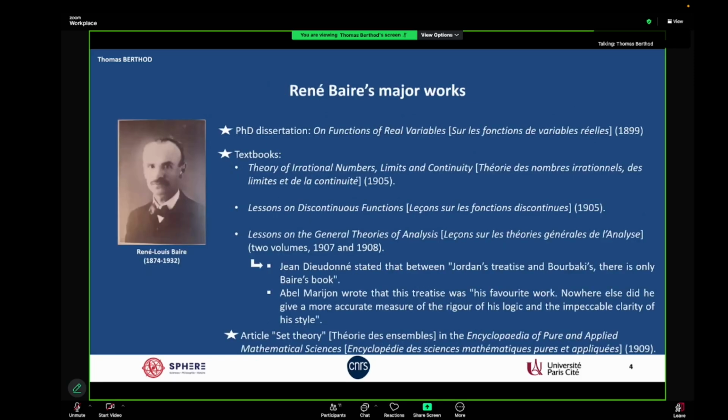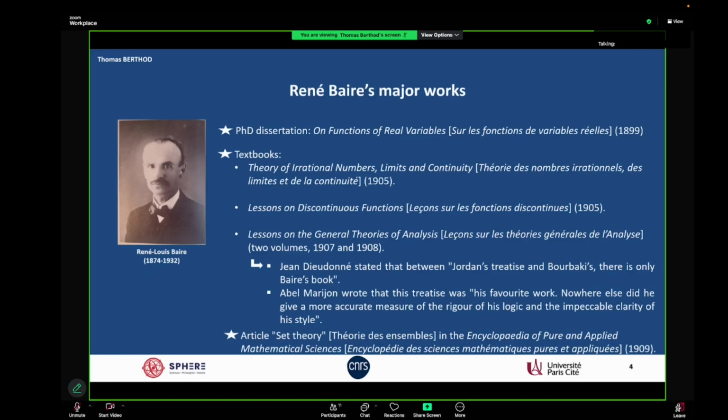Okay, so just to continue with some elements about the work of René Baire, and some biographical and bibliographical elements about him. The topic of his PhD dissertation was the field of analysis, and especially he studied the functions of real variables, as you could see with the title of the PhD dissertation.